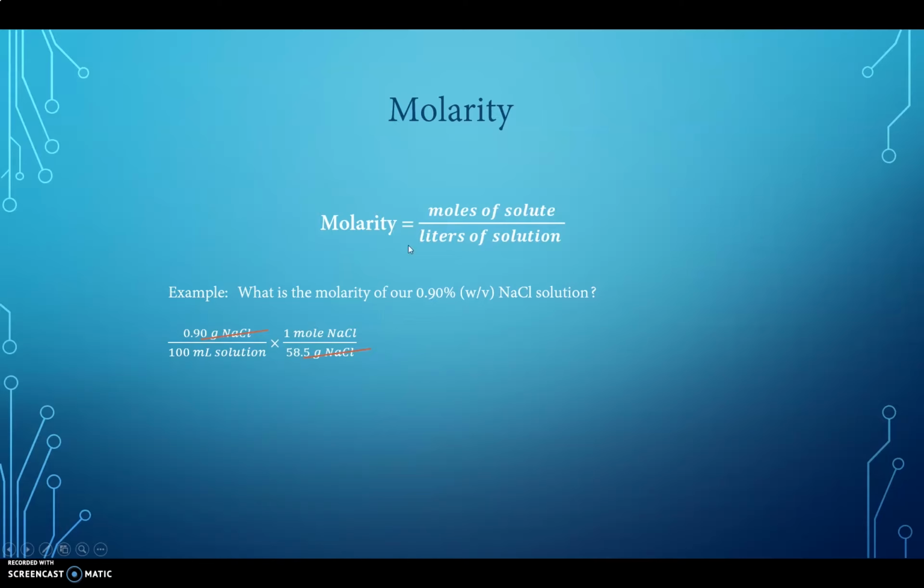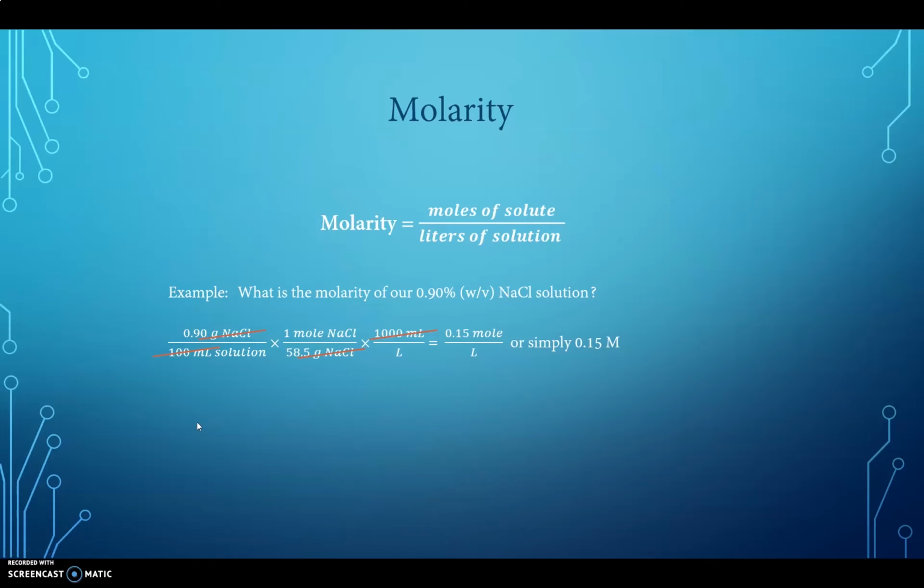We have moles on the top, which we want, but we still need to get liters on the bottom. So we'll add a second conversion here of 1,000 milliliters per liter, and now our milliliters cancel out, and we end up with moles on the top and liters on the bottom, and that gives us moles per liter, or we simply use the capital M, which is an abbreviation for molarity.